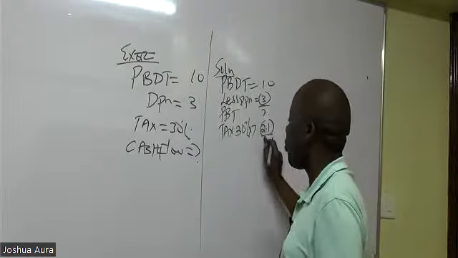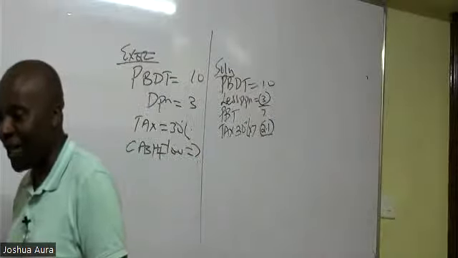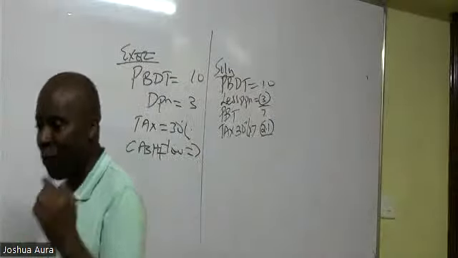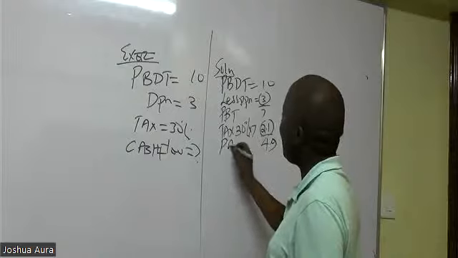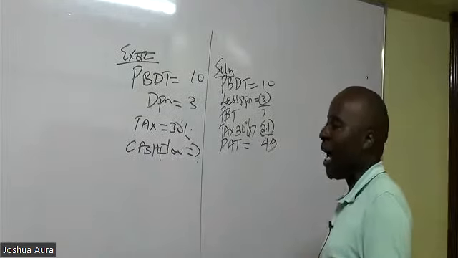What is 7 minus 2.1? Somebody, 4.9. So this 4.9 is what we can call profit after who? Profit after tax. So profit after tax is 4.9.